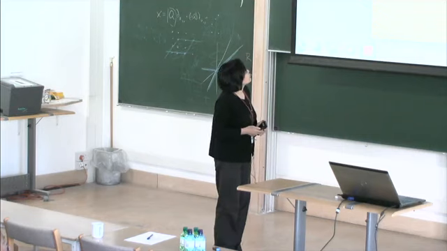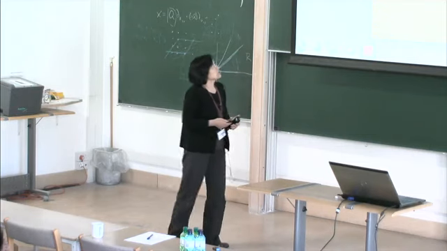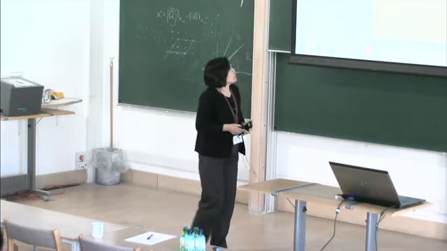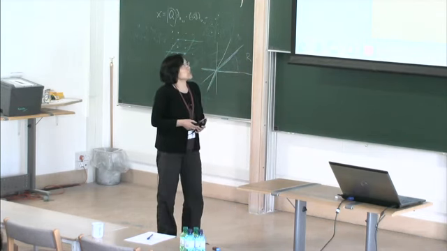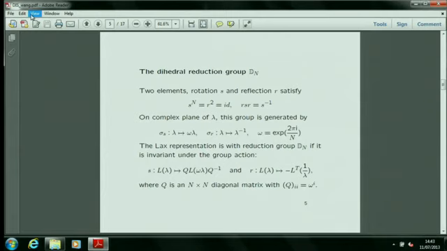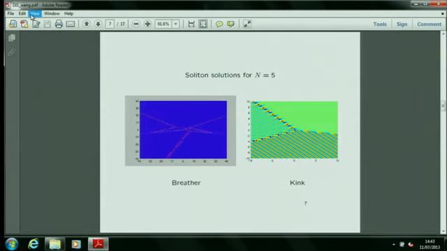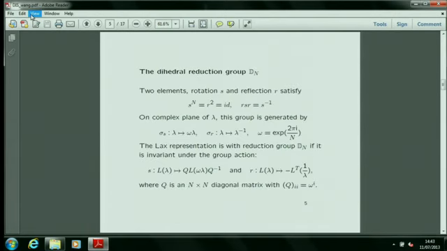So the dihedral group is generated by 2 elements. One is rotation S and the other a reflection R, and they satisfy the conditions, and that has order 2n.